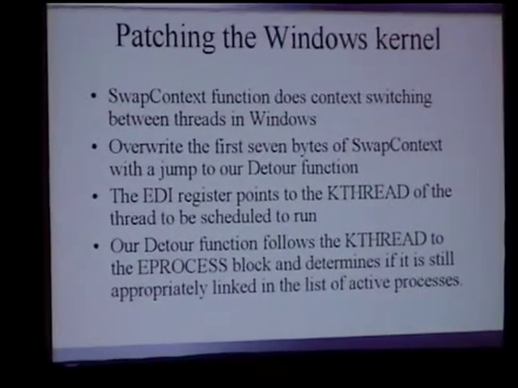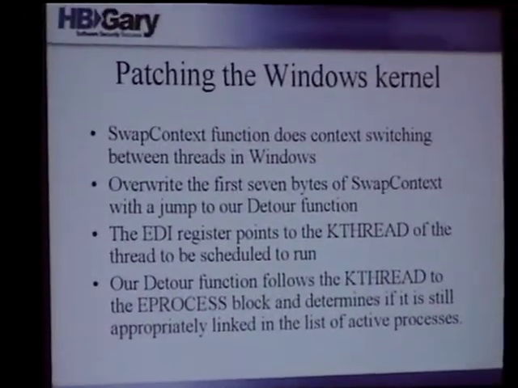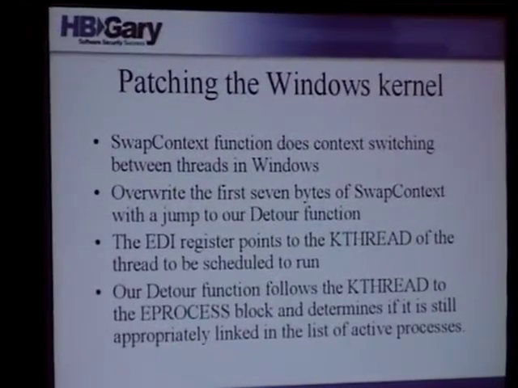So what we can do is, if you patch the first 7 bytes of swap context to jump to your detour, then you check the EDI register. The EDI register contains the address of the E-thread block of the thread that's about to get scheduled. ESI is the thread that's getting swapped out. EDI contains the thread getting swapped in.